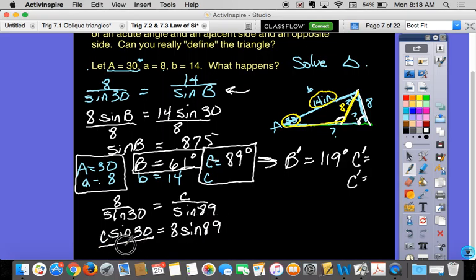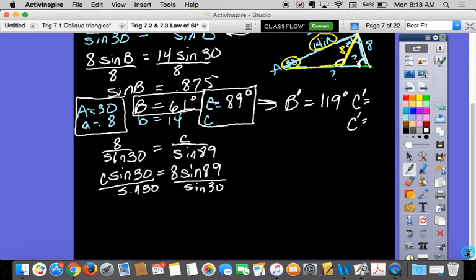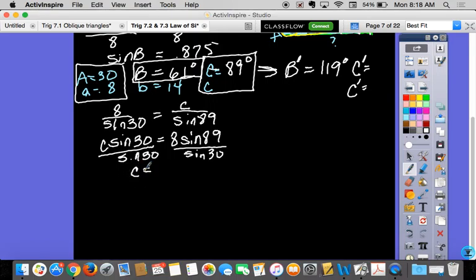And then divide out that sine of 30. And I am running out of board once again. Let's bump this up some more. Okay, here goes. I think I bumped it up too much. 8 and then sine 89 divided by sine of 30. And that's going to give me, when I round it, 16.